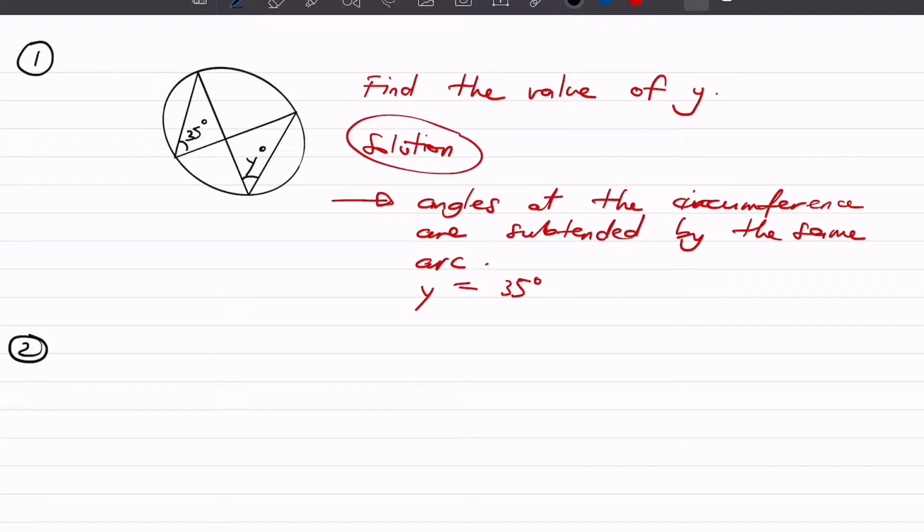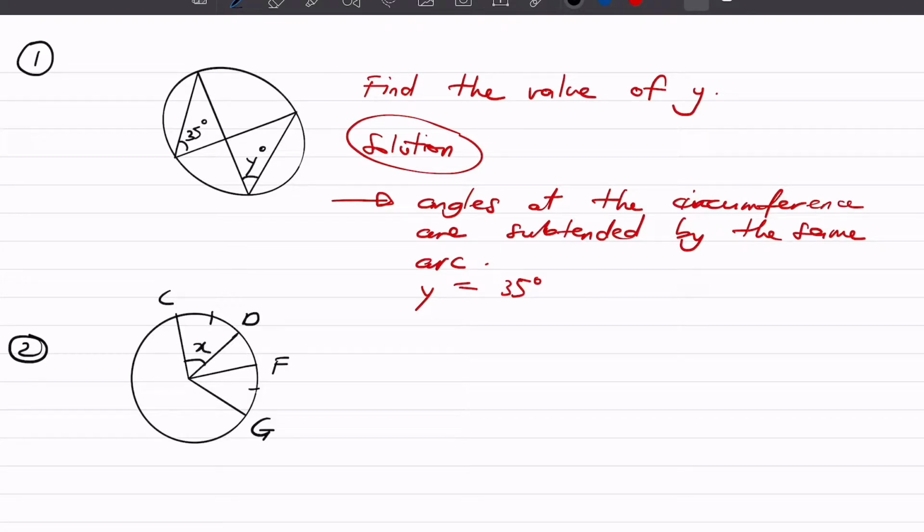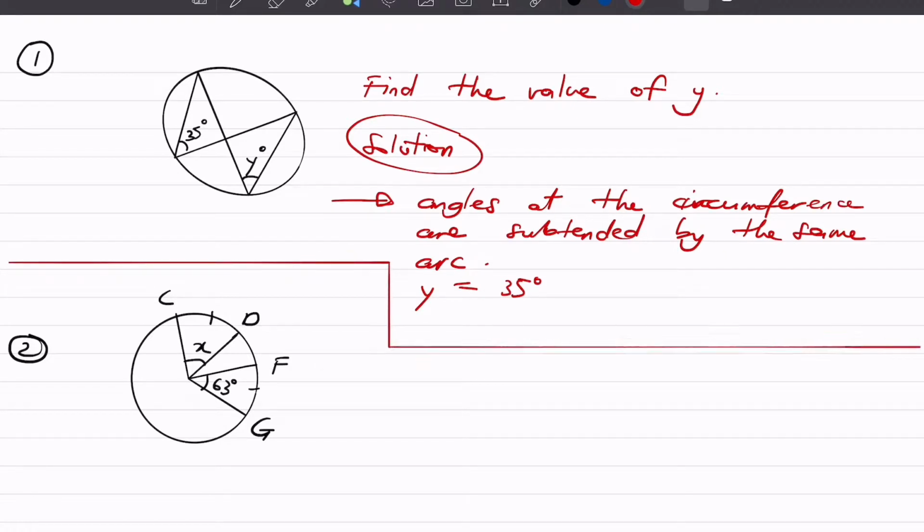Listen very carefully. From here this is C, this is D, this is F, and this is G. This arc and this arc are the same. There's an angle here, x, and an angle here, 63 degrees. We don't know the angle for DF, and the question is: find the value of x.